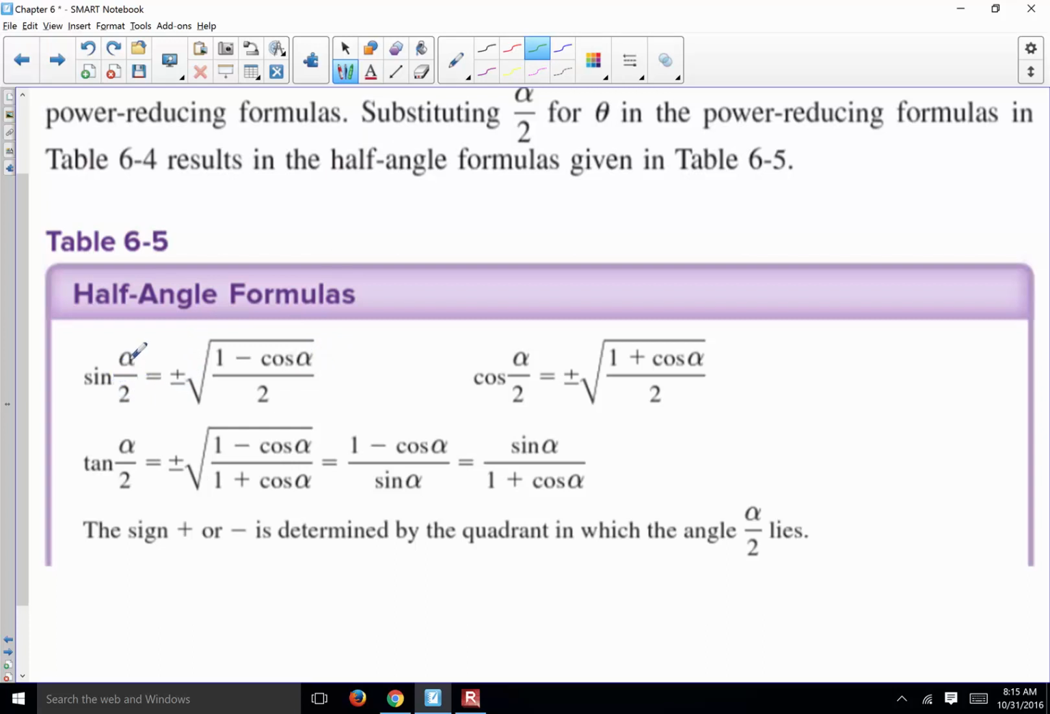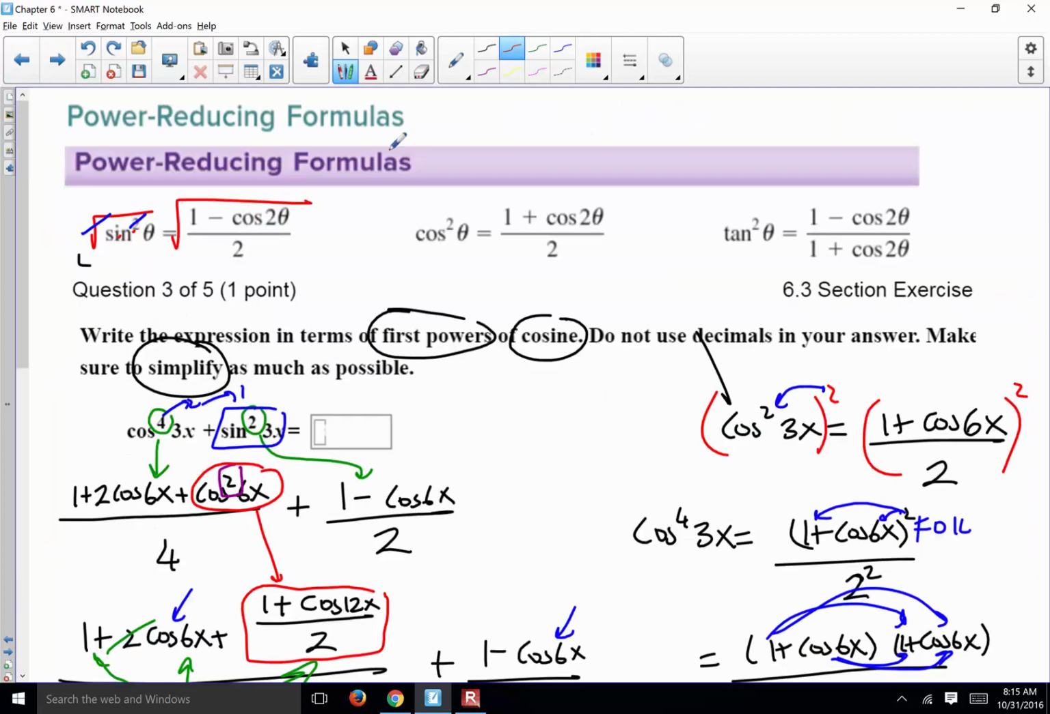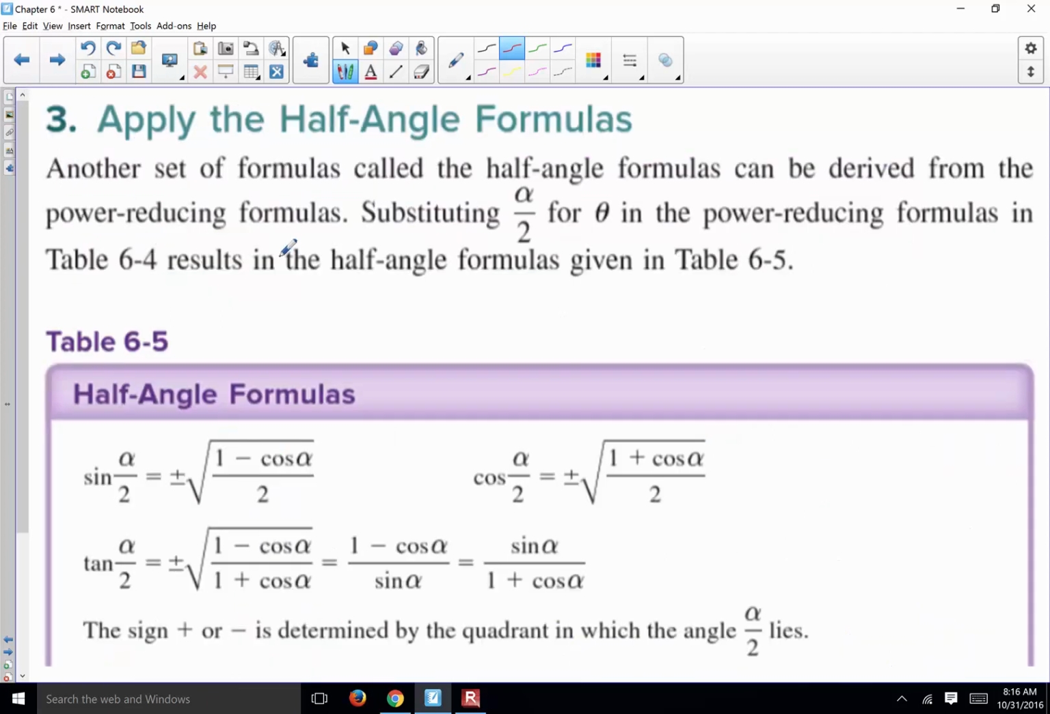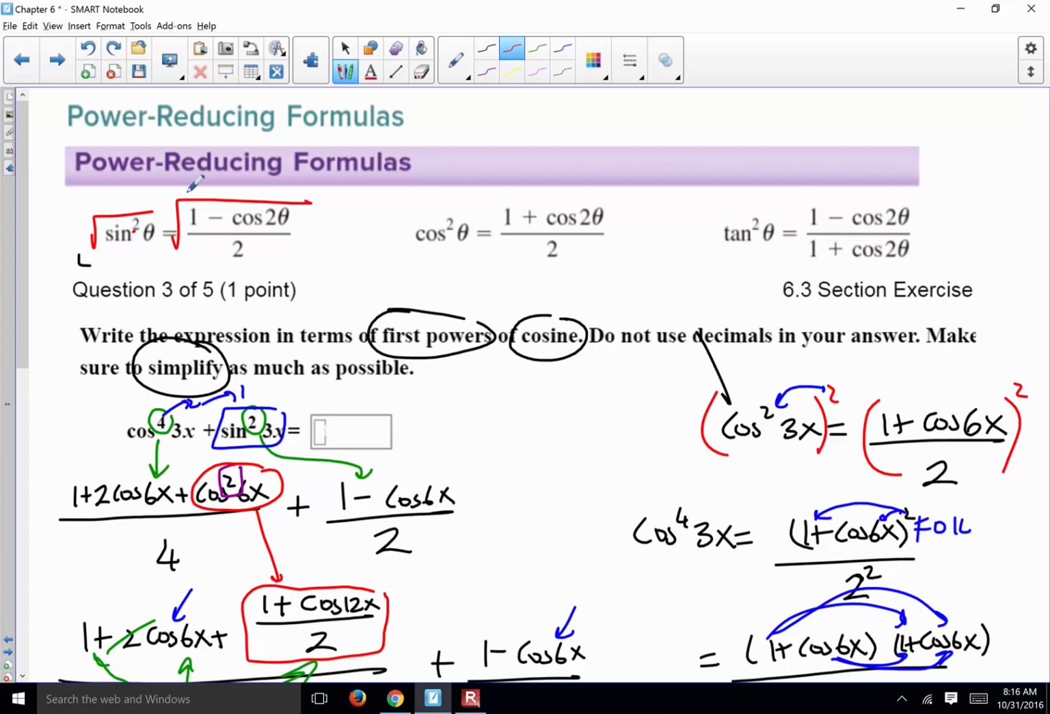Instead of using theta, this was 2 theta. They have taken half of it. Instead of 2 theta, they used alpha. If this is alpha, this left side must be half of it. They call this alpha over 2. Okay? So half angle formulas and power reducing formulas are actually almost the same. It's just rewritten format. You take square root, and instead of theta you use half of alpha. This is gonna be double of half of alpha is just alpha. Can you see that again? This is important.